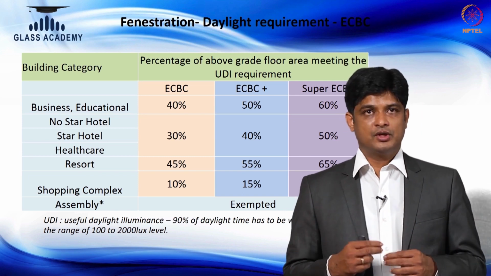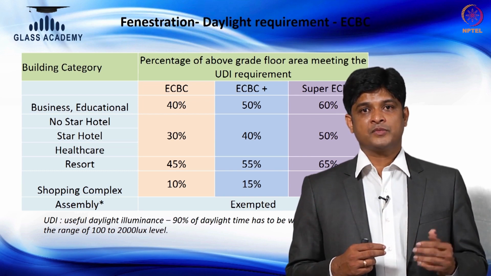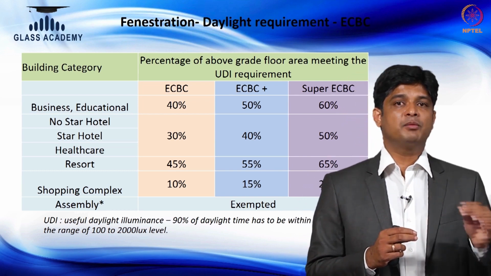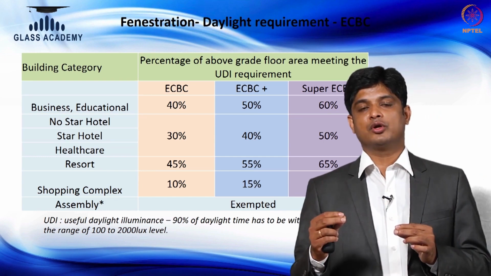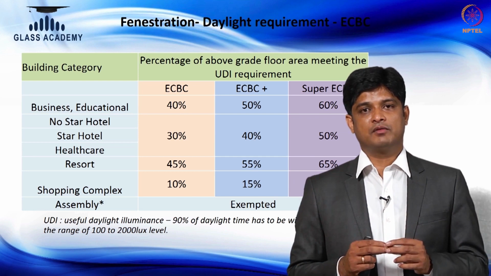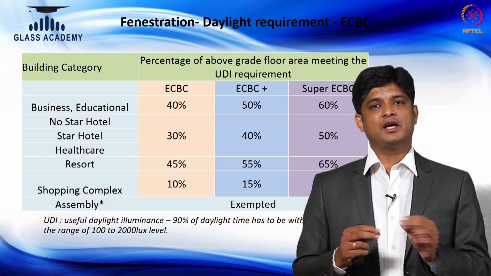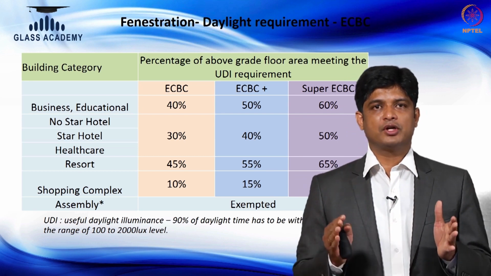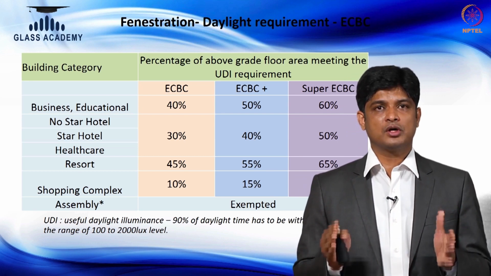Specific to the glass, based on the different categories, they have even given the precise requirement on lighting and the precise requirement on your solar factors. For lighting, this time we are working on the UDI, which is ideally called useful daylight illuminance, which is ideally between a particular bandwidth of 100 to 2000 lux.